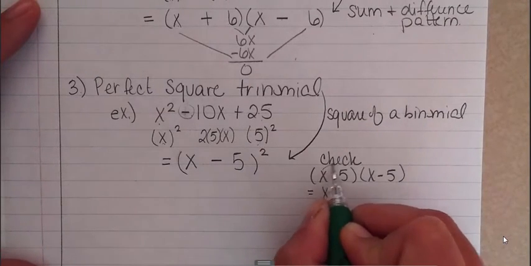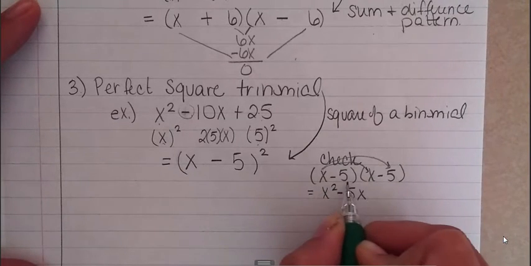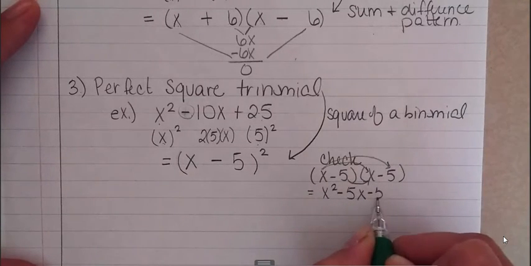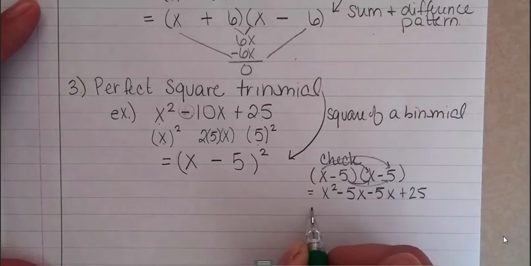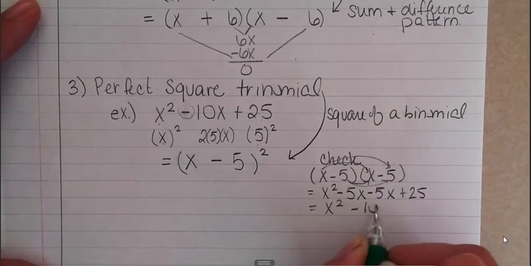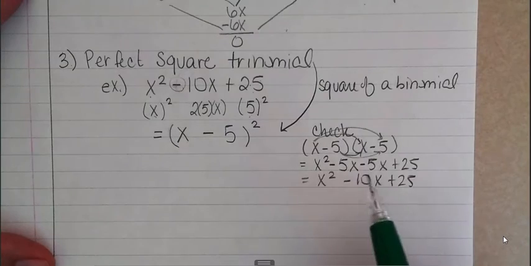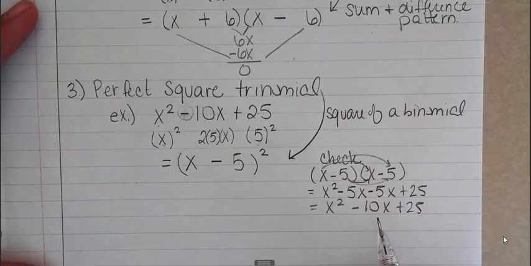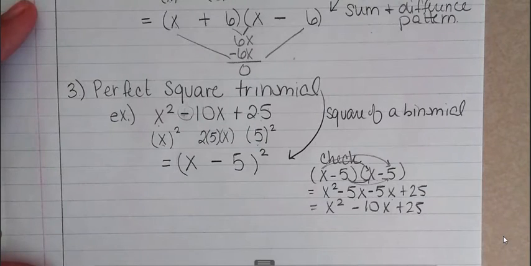First terms give me x squared. Outer terms give me negative 5x. Inner terms give me, or sorry, that was the outer terms. The inner terms give me negative 5x. And the last terms give me positive 25. So I get x squared minus 10x plus 25. Notice that my middle terms did not cancel out, like they did here, right? My inners and outers were exactly the same, so that's why that doubling works, okay? So that's a perfect square trinomial.